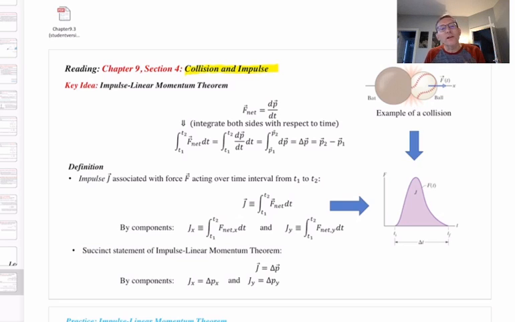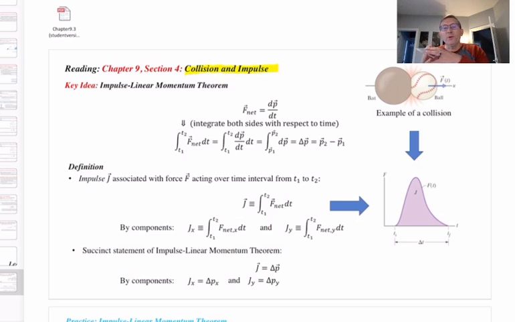The second main word, impulse, is going to be a hint about the new physics idea we're going to use to study collisions. It's a new physics concept called impulse.